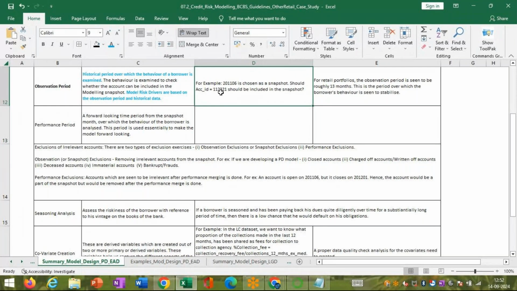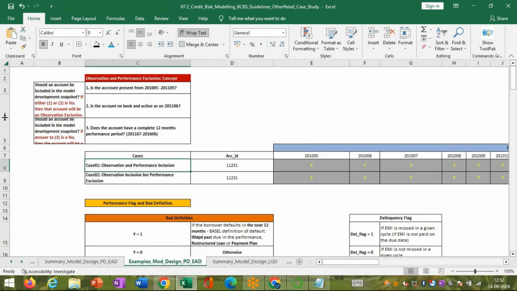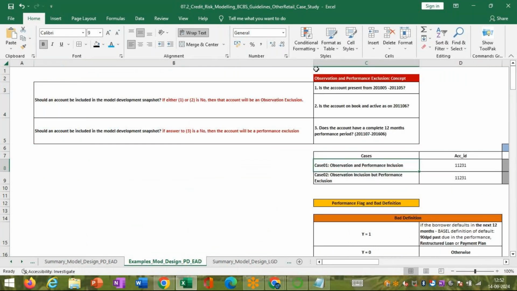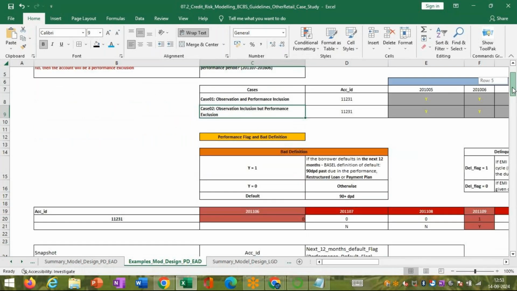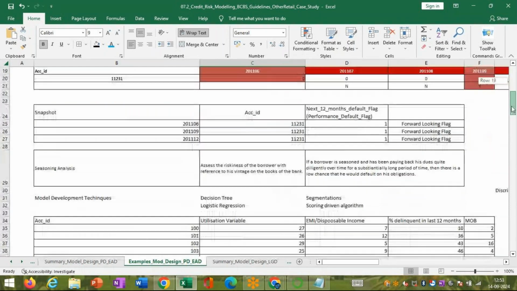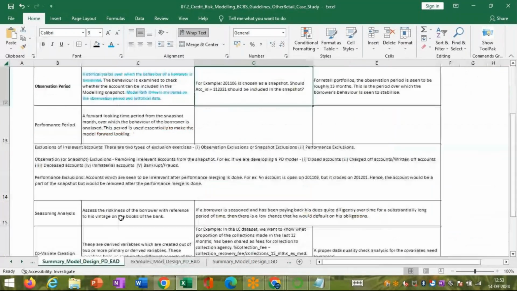So over here, we have used an example that if 2011-06 is chosen as a snapshot, should account ID 112321 be included in the snapshot? And the reason why it should be included in the snapshot is mentioned here. The reason when it should not be included in the snapshot is also mentioned here. Right? So we have spoken about these cases over here of performance inclusion, performance exclusion, and so on. And we have also mentioned the cases of the performance bad definition over here. We have already discussed all these aspects. I'm just revising them.